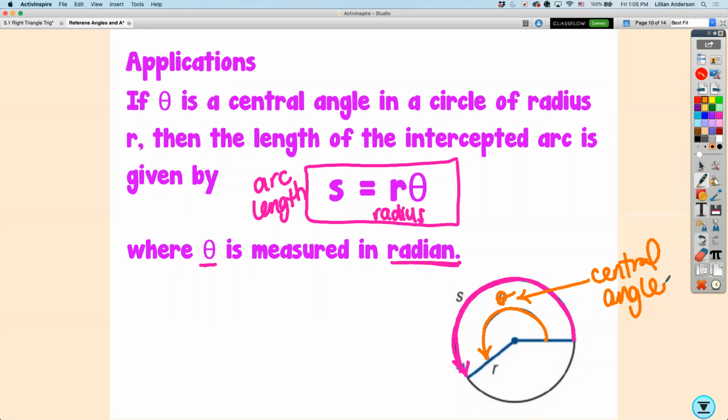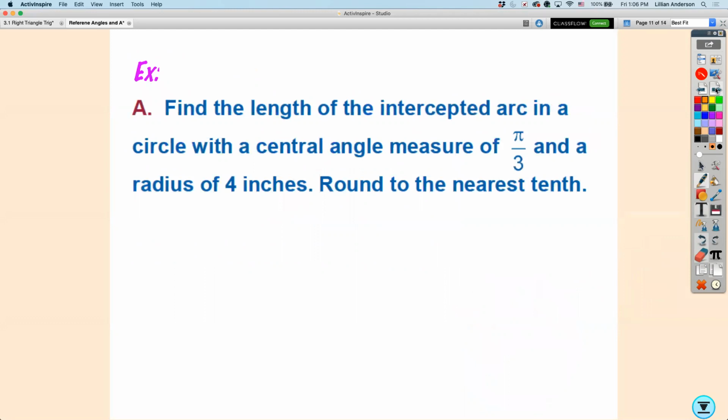So to find the length of your arc, you need to take your central angle value and multiply by your radius, as long as your angle is in radians. If we look at this very first example, which is on your actual foldable, it says: the length of the intercepted arc in a circle with central angle measuring pi/3 and a radius of 4 inches, rounded to the nearest tenth.